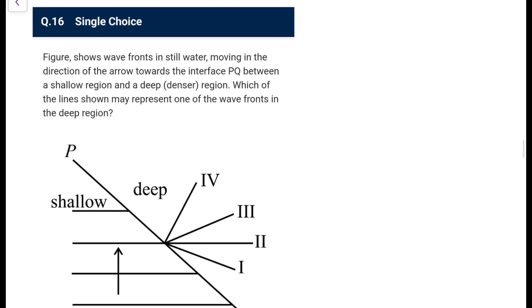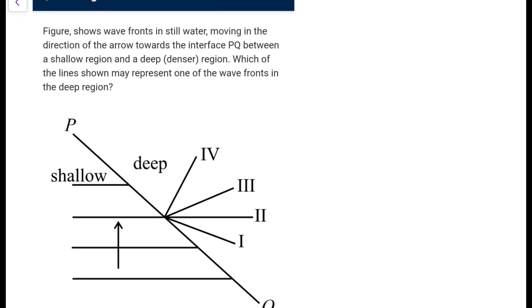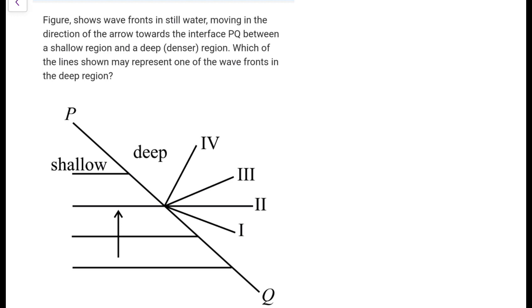Next, the figure shows wavefronts in still water moving in the direction of the arrow towards the interface PQ. The wavefront is going like this between a shallow region and a deep region. Which of the lines shown may represent one of the wavefronts in the deep region? In the deep region, the speed will be reducing, so because the speed will be reducing, the best thing is like this.